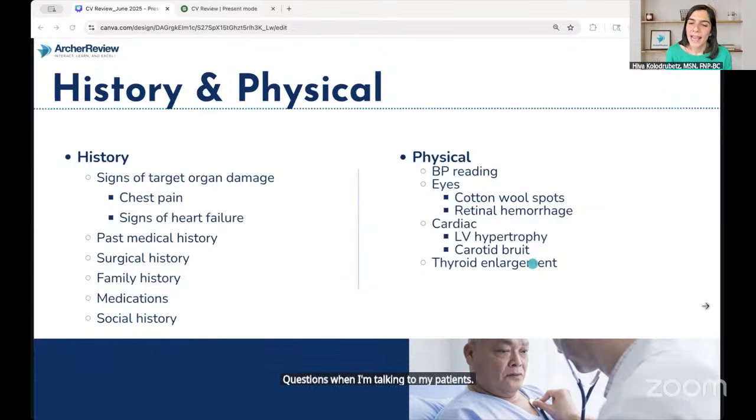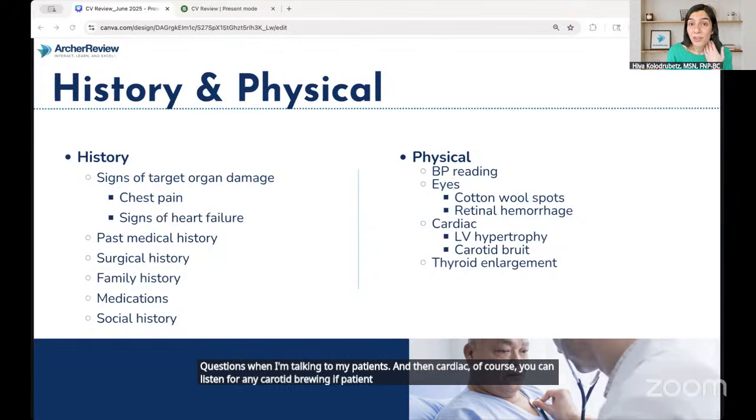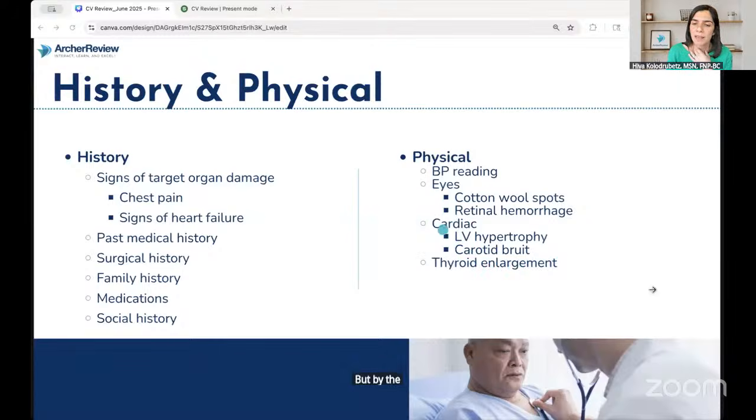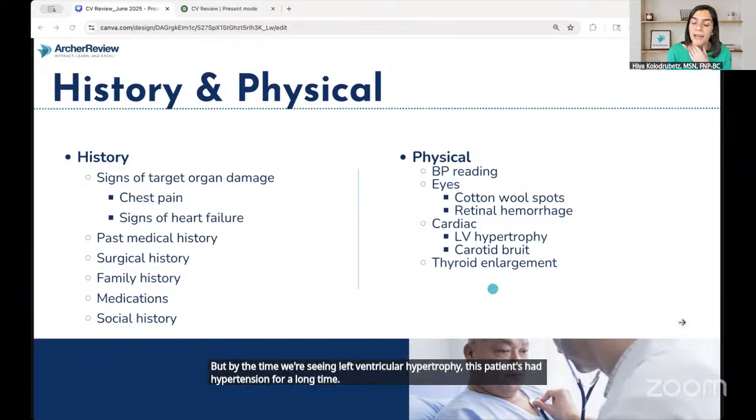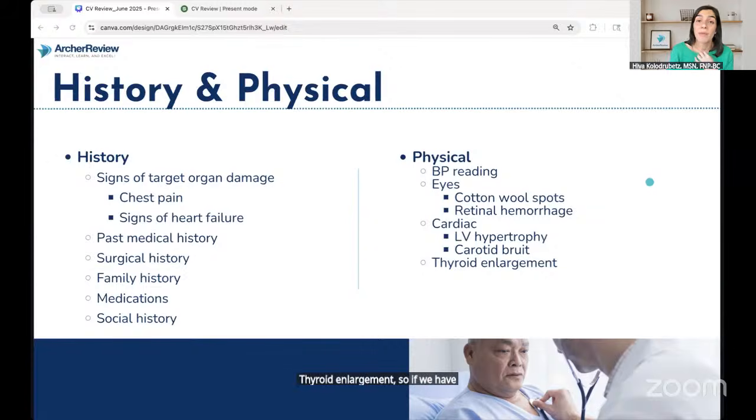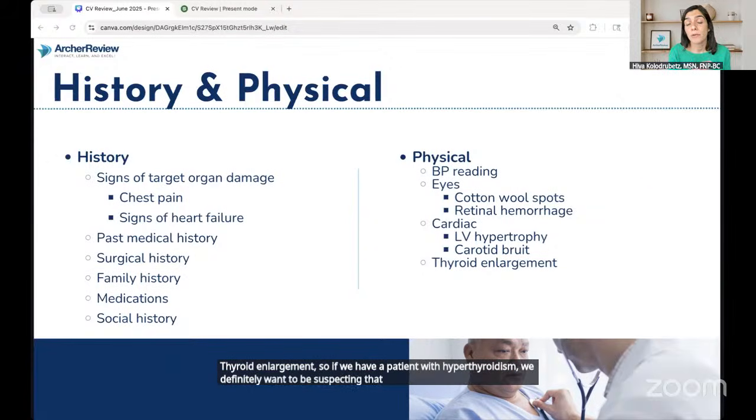And then cardiac, of course, you can listen for any carotid bruit if the patient has all those risk factors, and you want to make sure that there's no plaque buildup in those carotid arteries. But by the time we're seeing left ventricular hypertrophy, this patient's had hypertension for a long time. Thyroid enlargement. So if we have a patient with hyperthyroidism, we definitely want to be suspecting that and screening for that with new diagnoses of hypertension to make sure it's not a thyroid condition that we are missing.